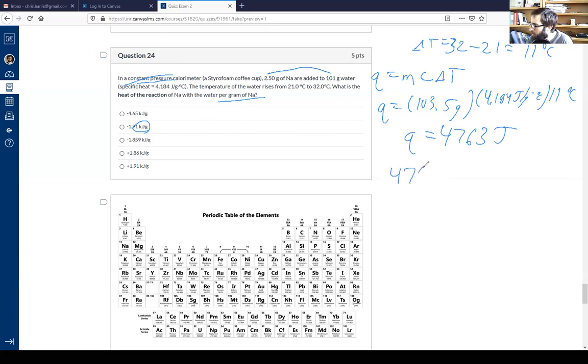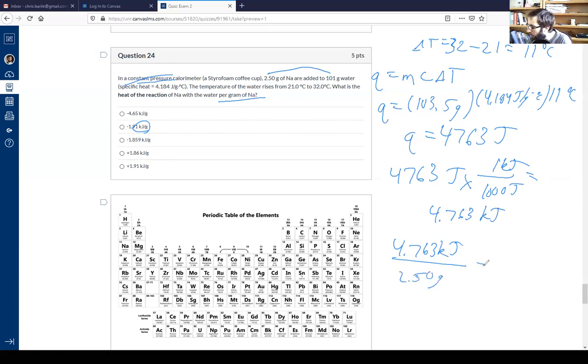So let's first get that into kilojoules. Well, I know there's 1,000 joules in a kilojoule, so that's going to get me 4.763 kilojoules. But now I need to divide that by the grams of sodium, which was given to me as 2.50 grams. That will get me my final answer in units of kilojoules per gram, and that turns out to be 1.91 kilojoules per gram. And so that's this one right here.